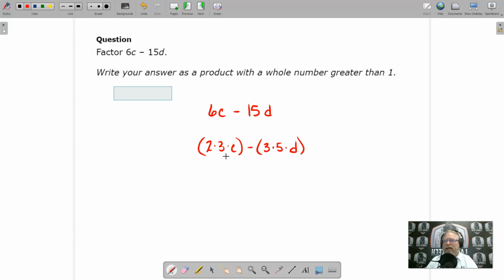So let's see what we can take out. We can definitely take out a 3. So let's take out the 3 there. What do we have left over? The 2 and the c, 2 times c, our subtraction sign, and we have a 5 and a d left over. 2c and 5d have no common factors, so we know that we've got all the way down to the most simplified form that we can. 3 times the quantity of 2c minus 5d.